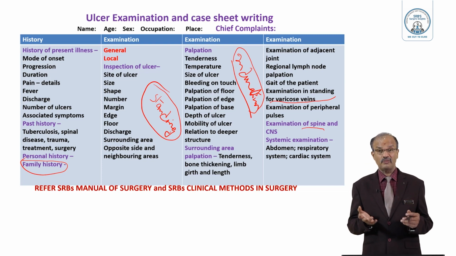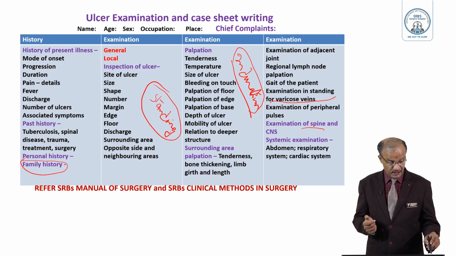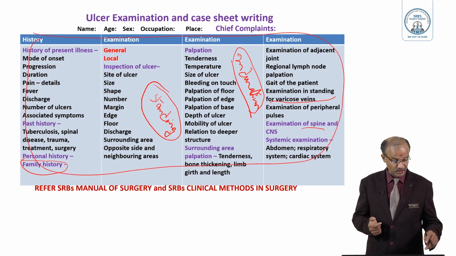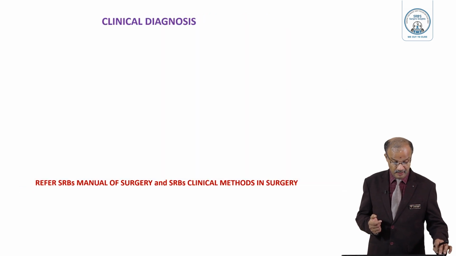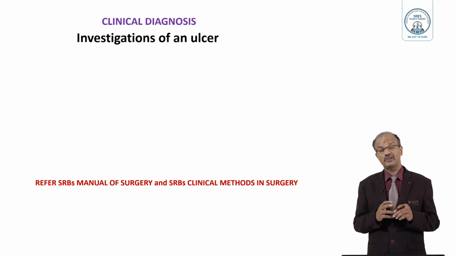Systemic examination of the abdomen and respiratory system, as cardiac disease may be associated also. So this slide is very, very important: how to examine an ulcer in an orderly fashion, including history taking. That is very important. So, clinical diagnosis and investigations of an ulcer. You have to give a proper clinical diagnosis.